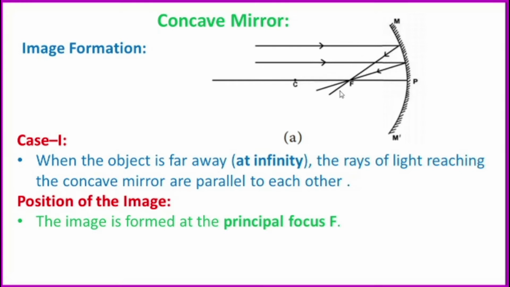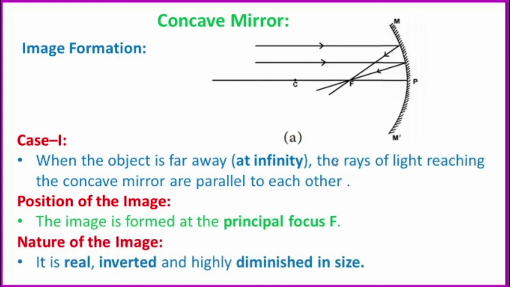We know the rule: a ray parallel to the principal axis passes through the focus for a concave mirror. For a convex mirror, it appears to be coming from the principal focus. So here after the reflection, these two rays meet at a point F. So the image is formed at the principal focus F. All the rays we take from infinity are parallel, and parallel rays meet at a particular point after reflection in a concave mirror. They meet at the point F. So we get the image at the place of the principal focus.